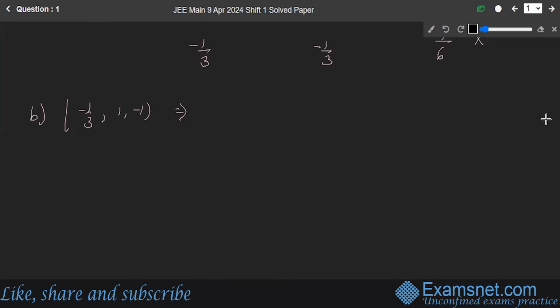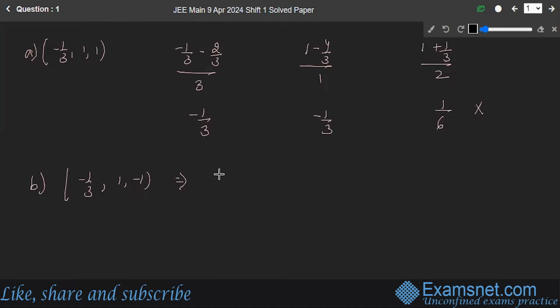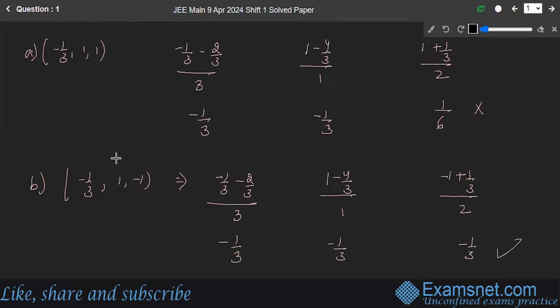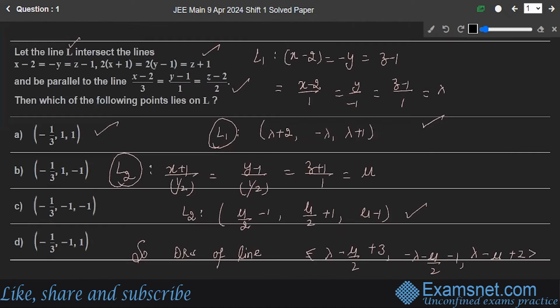Right. So this gives us minus 1 by 3, minus 2 by 3 upon 3. And this will be 1 minus 4 upon 3 upon 1. This will be minus 1 plus this upon 2. This makes it minus 1 by 3. This is also minus 1 by 3, and this is also 1 minus 1 by 3. So that means option B is the right answer to the question.